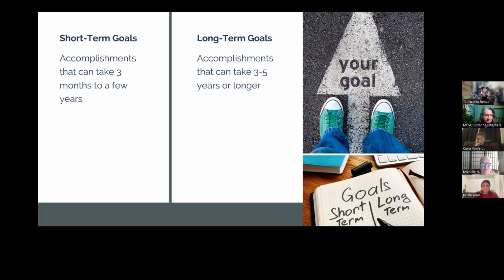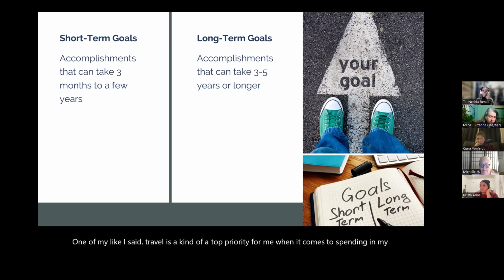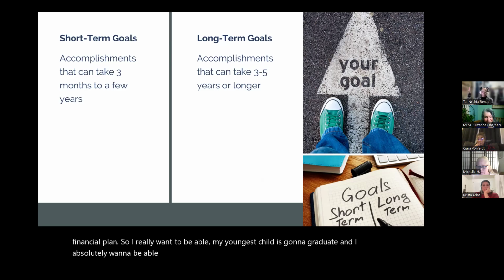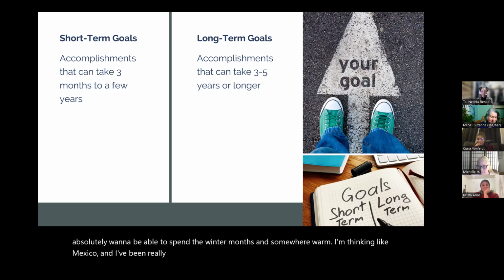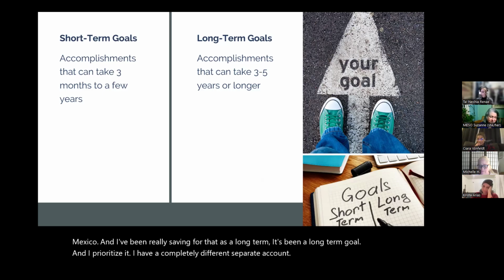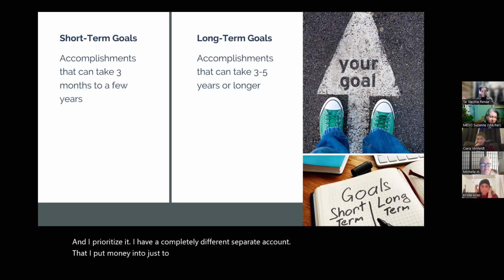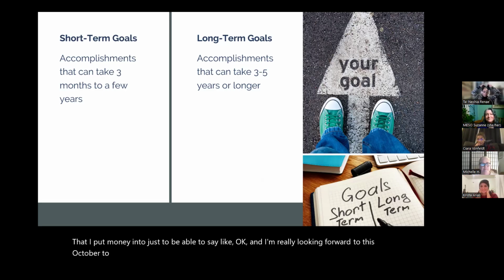Yeah, like I said, travel is kind of a top priority for me when it comes to spending and my financial plans. My youngest child is going to graduate, and I absolutely want to be able to spend the winter months somewhere warm. I'm thinking like Mexico, and I've been saving for that long term. It's been a long term goal. And I prioritize it. I have a completely different separate account that I put money into just to be able to say, okay, and I'm really looking forward to this October to get on a plane and just go live somewhere where it's warm and I get sun.